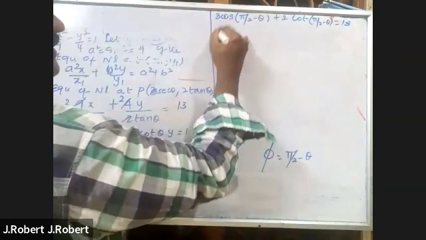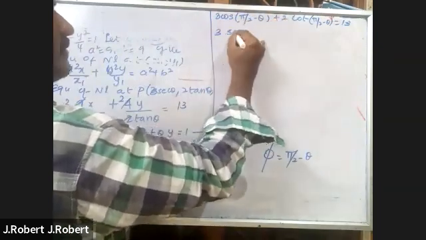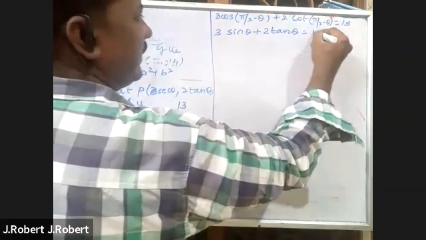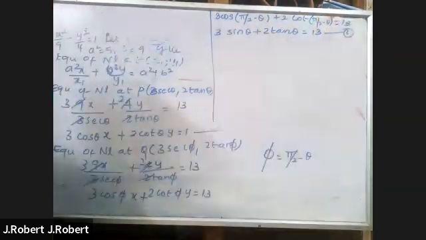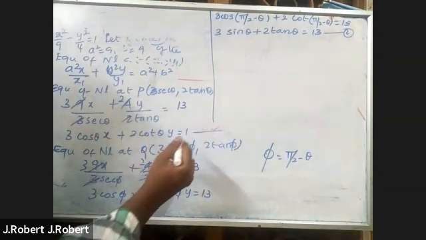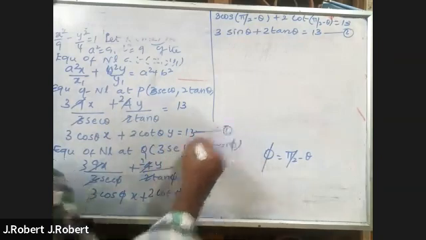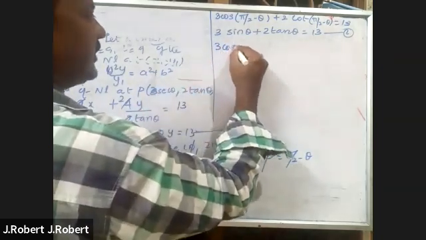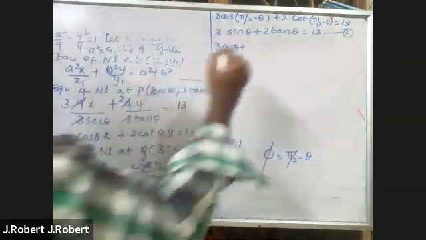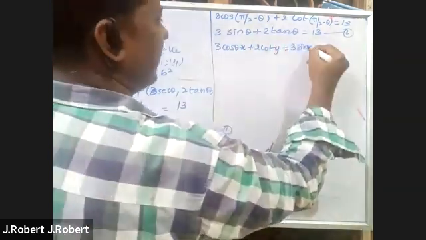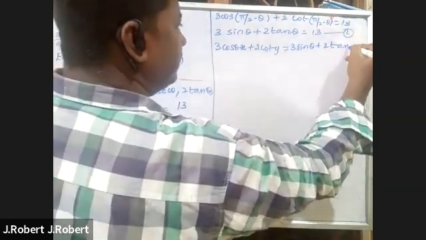We can write this as 3 cos of pi by 2 minus theta, which equals sin theta, plus 2 cot of pi by 2 minus theta, which is tan theta, equals 13. Take this as equation 2. Comparing equation 1 and equation 2, the right hand side is 13 in both. So I can compare the left hand sides: 3 cos theta x plus 2 cot theta y equals 3 sin theta x plus 2 tan theta y.